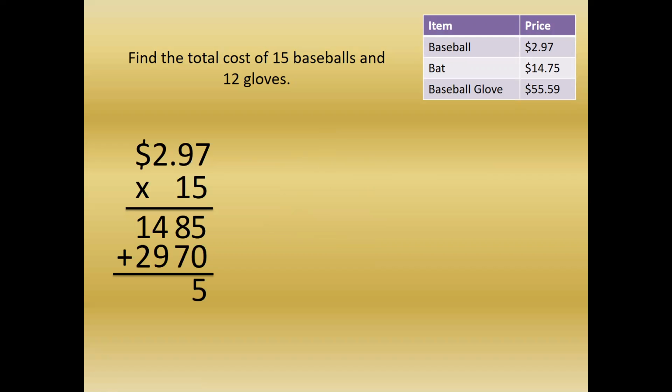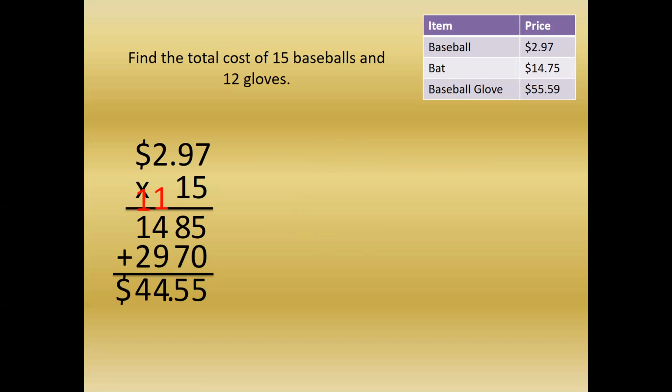5 plus 0 is 5. 8 plus 7 is 15. So 5 goes below, 1 goes above the 4. 1 plus 4 is 5, plus 9 is 14. So 4 goes below, the 1 goes on top of the 1. 1 plus 1 is 2, plus 2 is 4. Then we put in our decimal point between the 4 and the 5, so it lines up with the $2.97. And then we put in our dollar sign, otherwise it is incorrect. Always make sure your dollar sign is there. So 15 baseballs would cost $44.55.